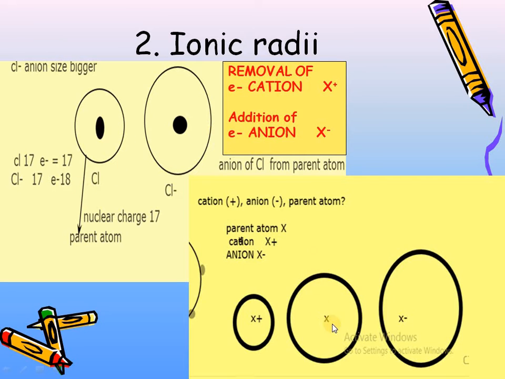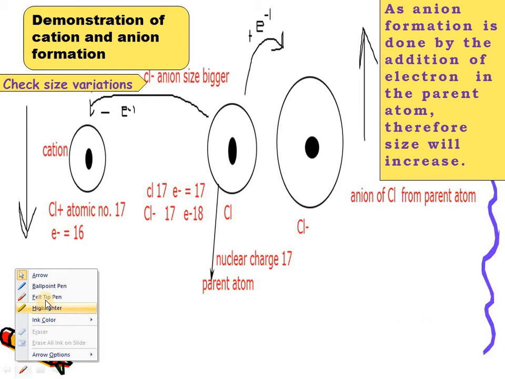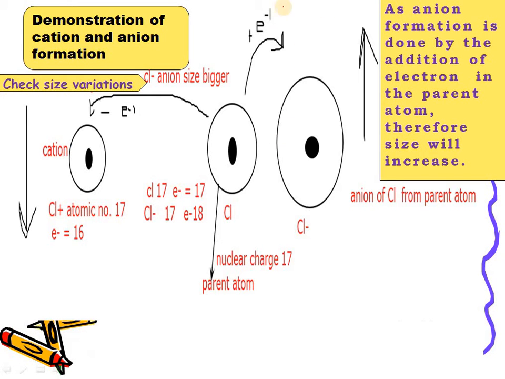This is a demonstration of a parent atom with an anion. Here the anion is of bigger size, and when removal of an electron takes place, this attraction increases and size decreases. This demonstration is of cation and anion formation, where the chlorine atom, the parent atom, has a nuclear charge of 17, number of electrons 17. By the addition of one electron here, we get Cl negative. This Cl negative atom, that is your anion, will be of a bigger size because of the addition of an electron.